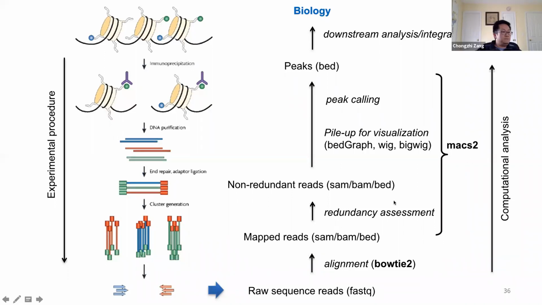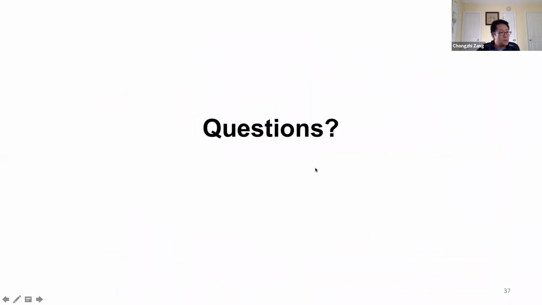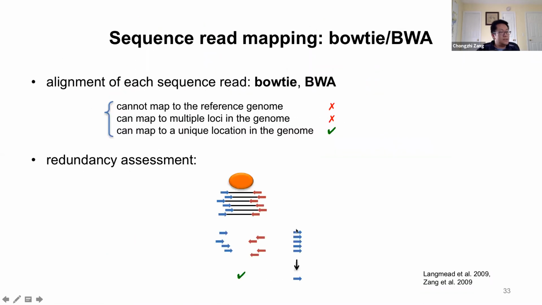Yeah, that's a great question. In the redundancy assessment step, simply speaking, if all the sequence reads have the exact same start, end and strand information, most likely it is PCR overamplification. For real biologically meaningful reads that are enriched in a certain region, they usually have different start and end locations.